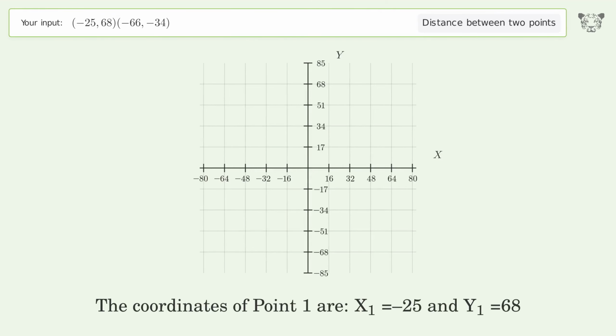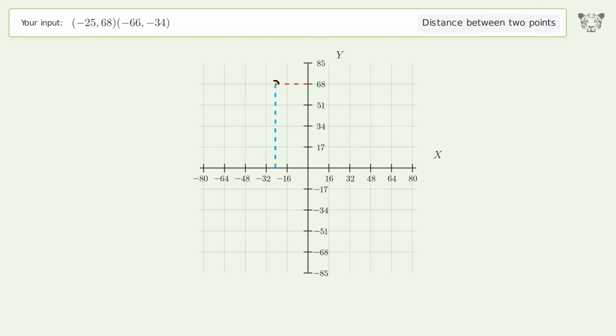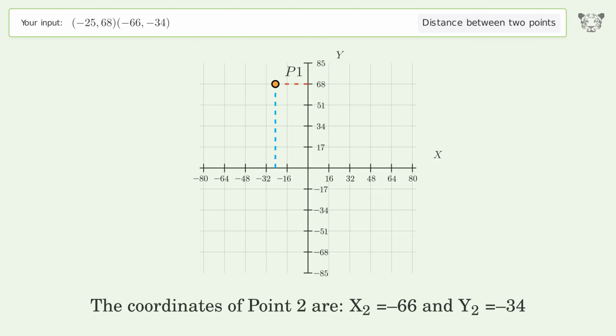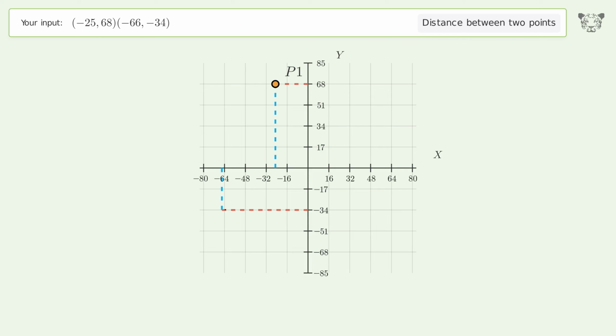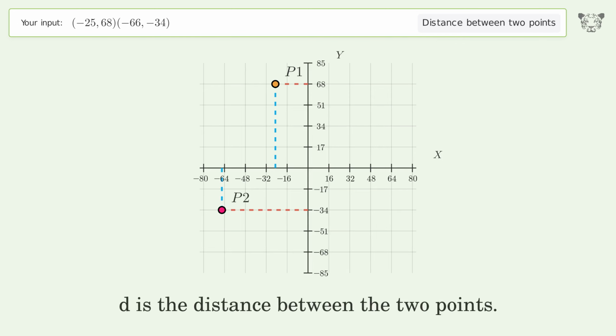The coordinates of point 1 are, x1 equals -25 and y1 equals 68. The coordinates of point 2 are, x2 equals -66 and y2 equals -34. D is the distance between the 2 points.